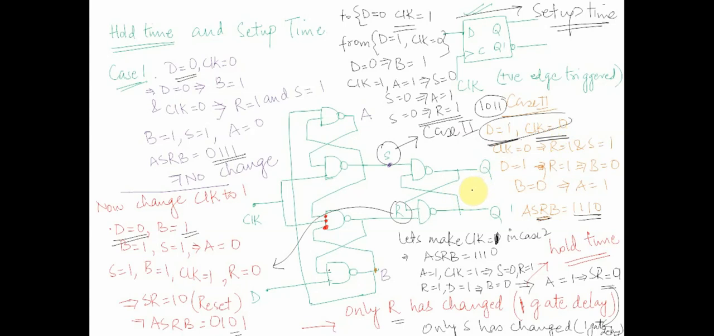And setup time, how did we analyze this? We changed both input and clock at the same point of time, and at the end we got a wrong result. And we said this is not the right thing, because it means that the input D has to be stable for some clock cycles before the clock toggle happens for the output to be correct. And we discussed this to be two gate delays, right? So just to summarize this in layman terms, we have two terms called setup time and hold time.